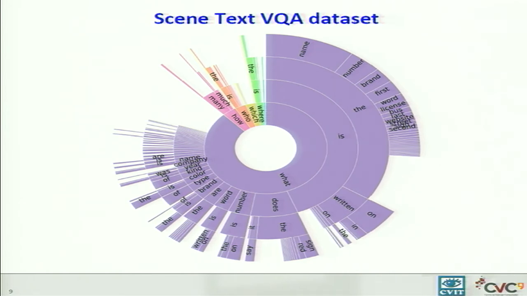And if you think about it, it makes a lot of sense, because if you are asking about something that can only be answered with text that appears in the image, you will probably end up having questions like, what is the name, what is the number, what does the sign say, etc., right? So we have a clear bias in the questions of the data, but it's a bias that can be explained and actually makes a lot of sense for this particular task.